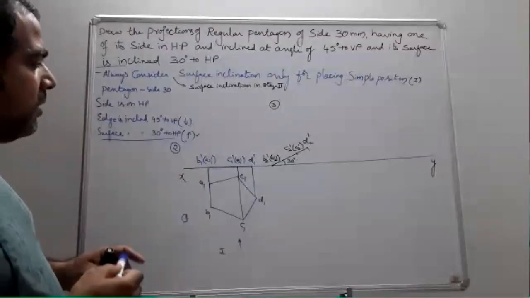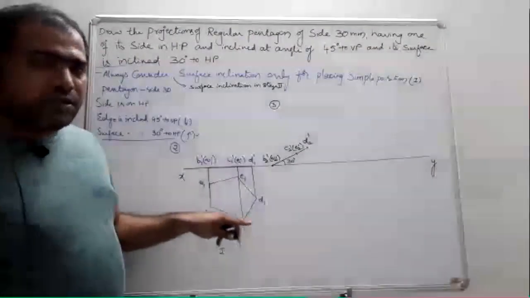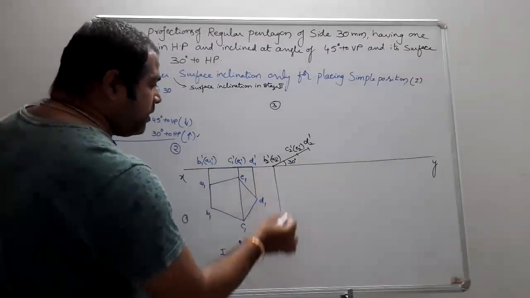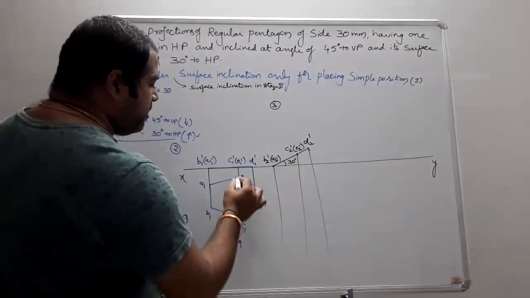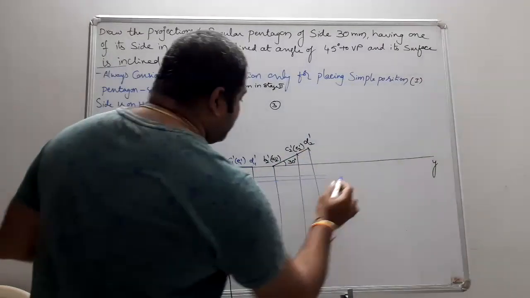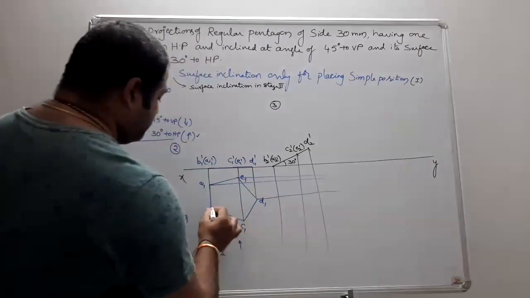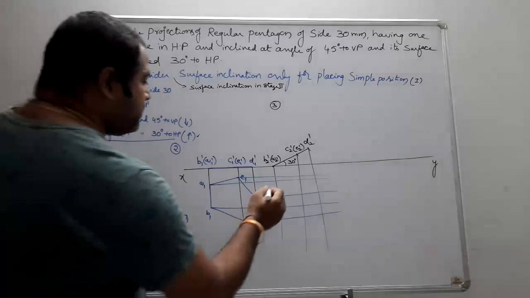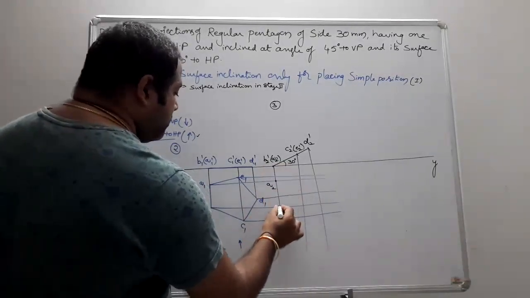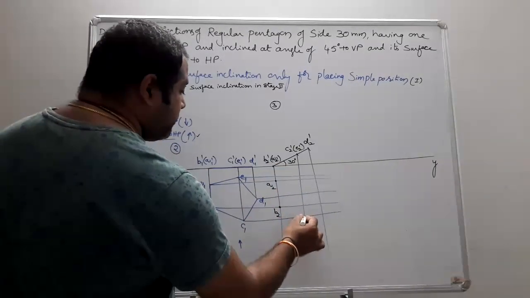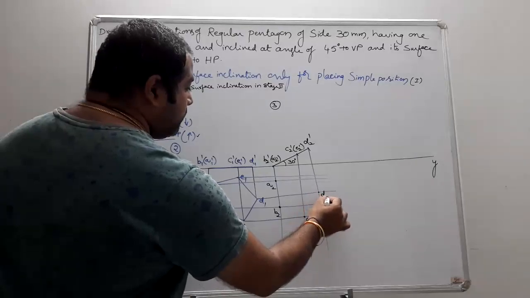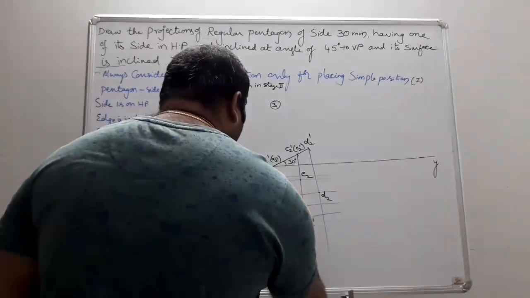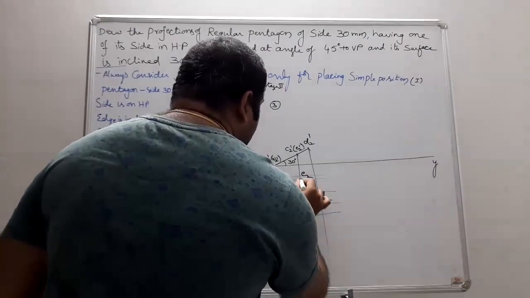Once we obtain our first front view for 30 degrees, that becomes your step 2. Now draw the vertical projectors. How can we obtain our second top view, as we did in the previous inclination? Draw the vertical projectors from here, and draw the horizontal projectors from the previous top view. This is our previous top view. Now mark the intersection points. So this becomes my A2. This becomes my B2. Next, this becomes C2, D2, E2. Now join all the points: AB, BC, CD, DE.